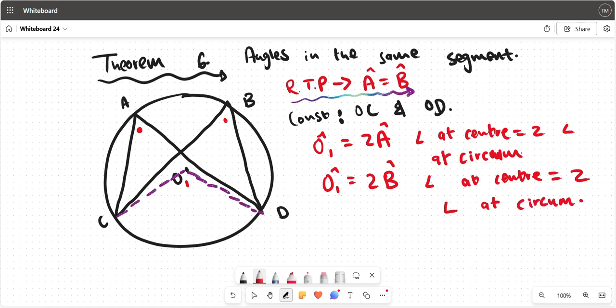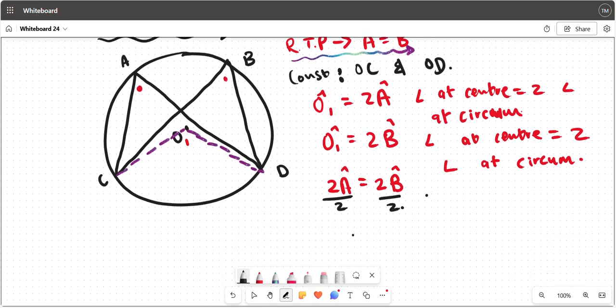What's nice about these proofs is that once we've proven something, we can grab it and use it to prove other things, right? Since these are both equal to O1, it follows that I can make them equal to each other. So 2A and 2B are equal to each other. I just equate them there, it does not need a reason. If I divide by 2 on both sides, this tells me that angle A is equal to angle B. My reason for saying this: angles in same segment.